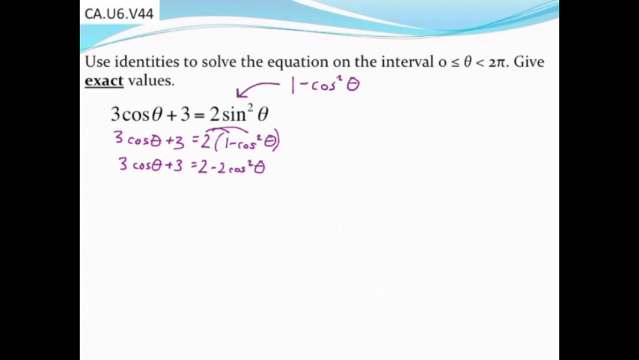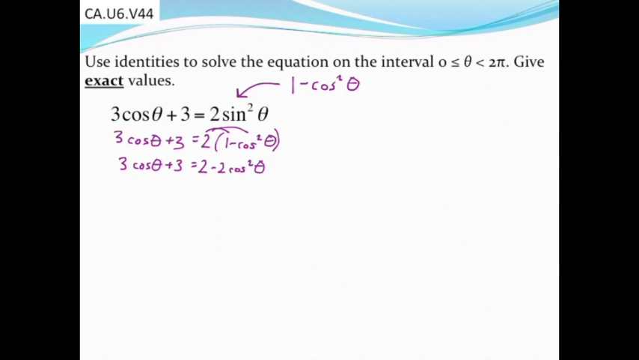At this point, since I only have cosines in this, but I see that one of those is cosine squared, I'm going to need to use factoring to finish this problem. So, as we've always done when we solve by factoring, everything will need to be moved to one side. And since I want my squared term to be positive, I'm going to go ahead and select everything to move over to the left-hand side.